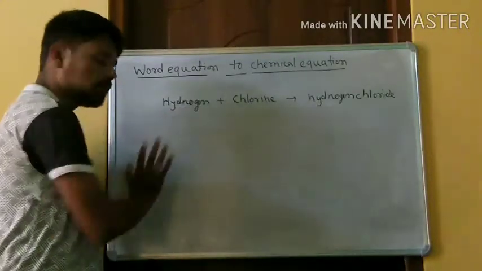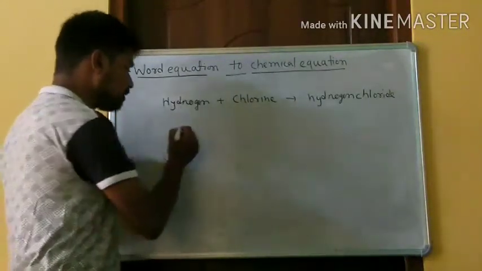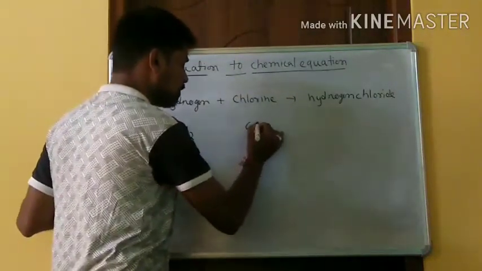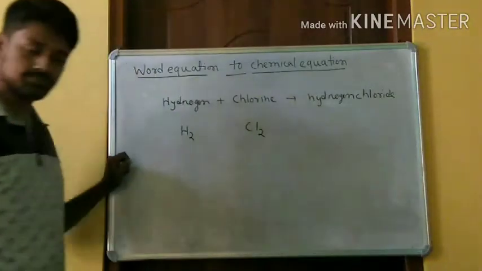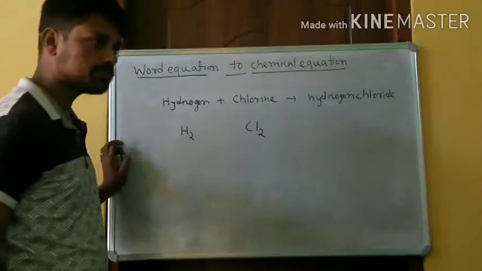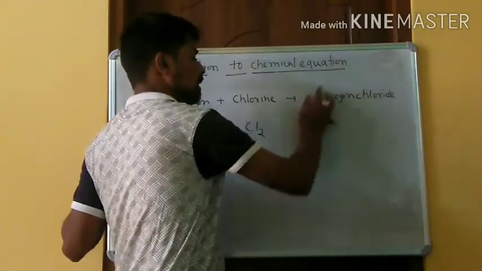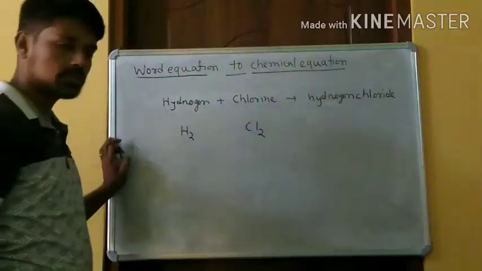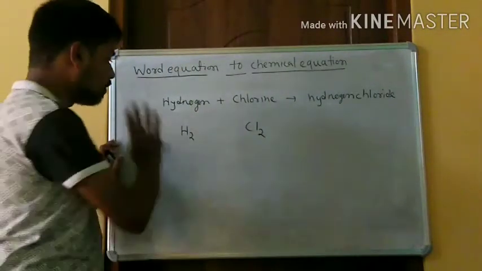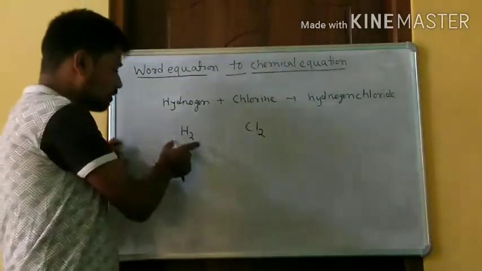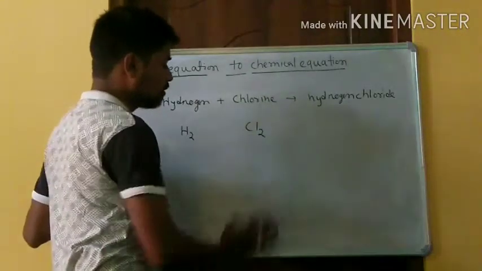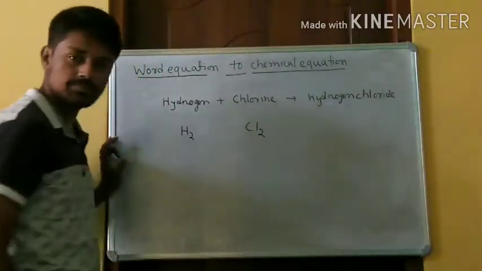The chemical formula of hydrogen is H2. The chemical formula of chlorine is Cl2. When they combine, they produce hydrogen chloride. We can find the formula of hydrogen chloride only when we know the valency or the ionic form of hydrogen or the valency or ionic form of chlorine.